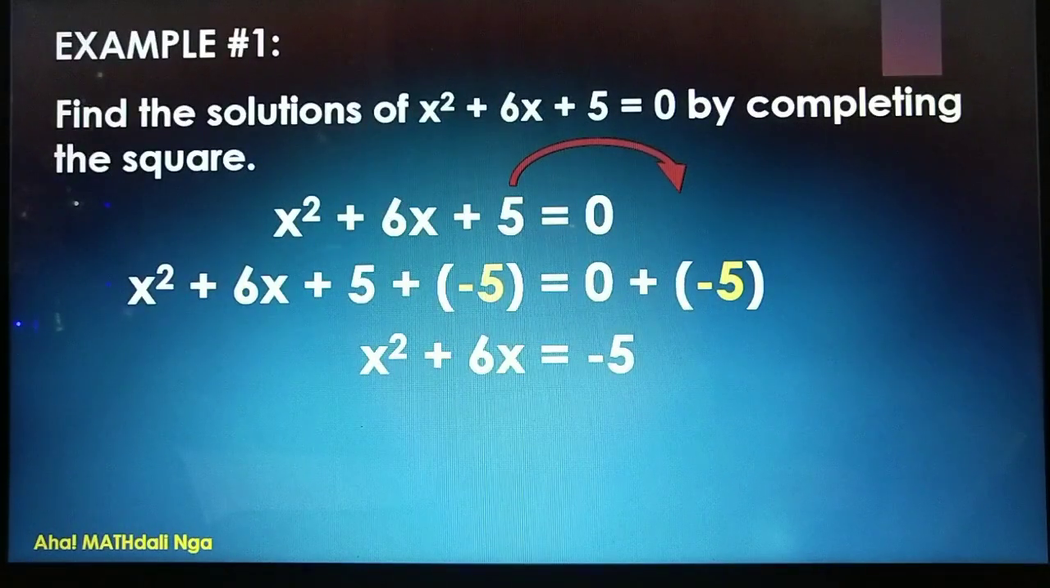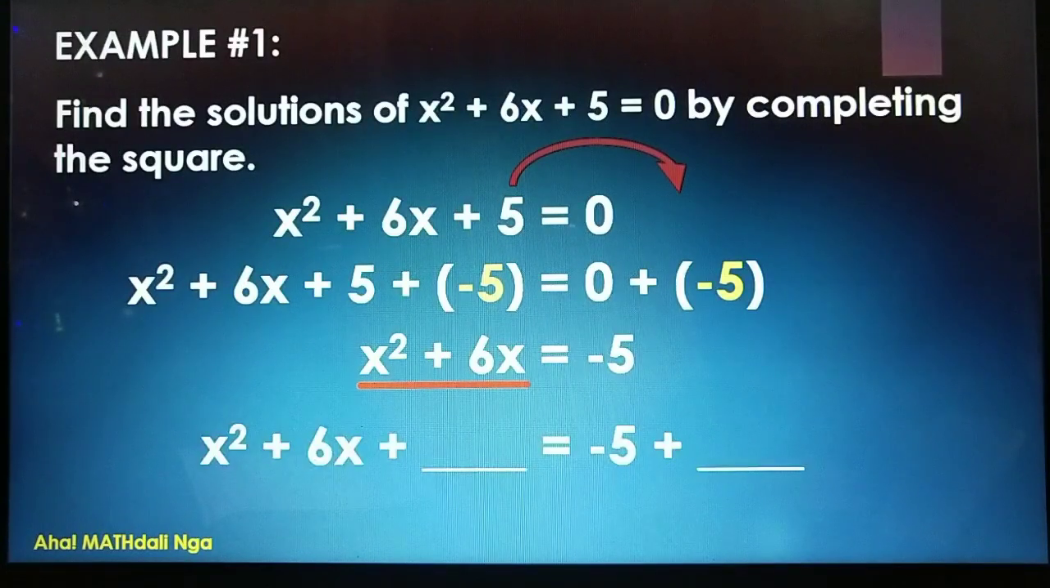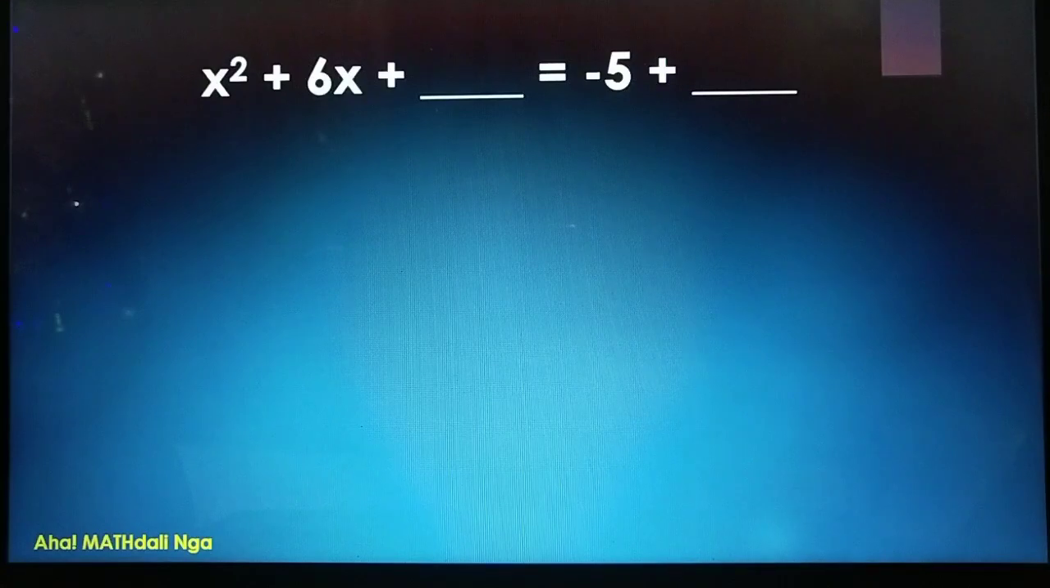Next step is we need the expression on the left side of the equation to be a perfect square trinomial. So we will add one term to make it a perfect square trinomial, and let's add the same number to the right side of the equation to make it balance. Okay, let's find the missing term of the equation. Let's find the last term in the left side of the equation to make it a perfect square trinomial.